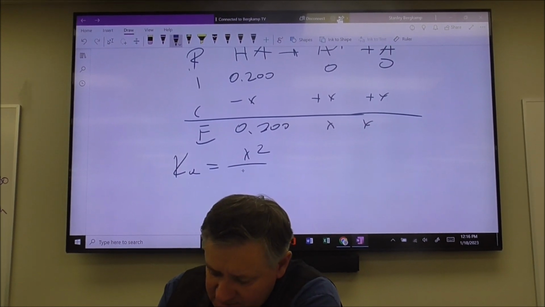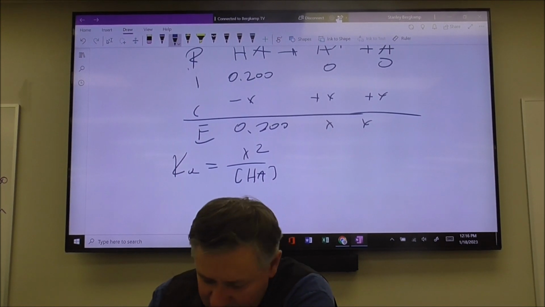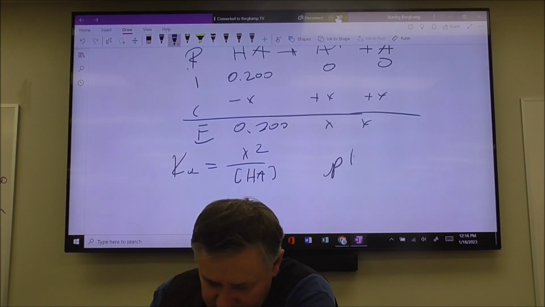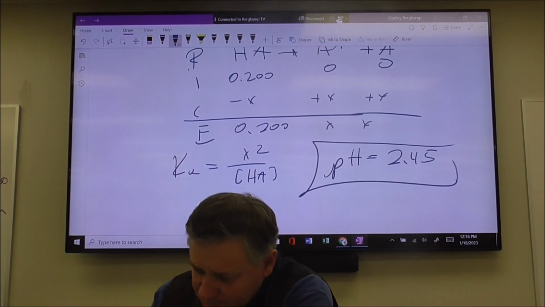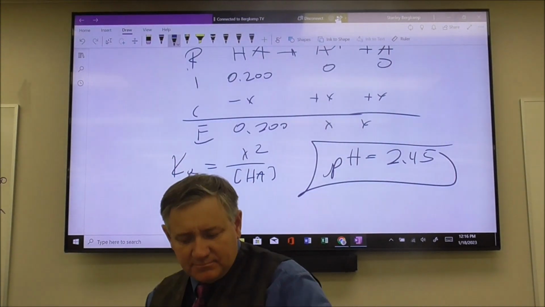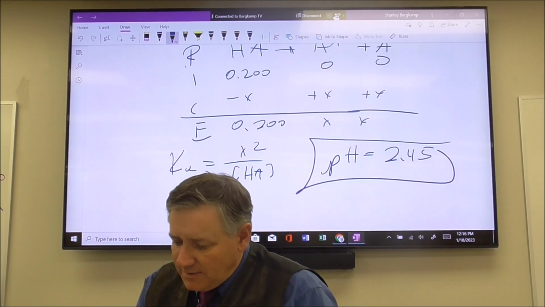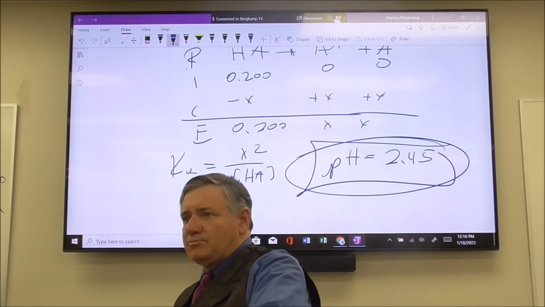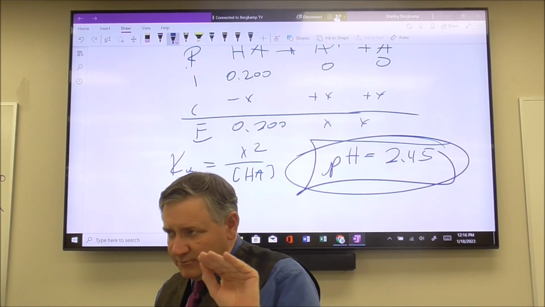Ka equals X squared over Ha. And to save us some time, if you do this, you get a pH of 2.45. Okay? So if you take Ha times Ka, the square root of that, take the negative log of that, you get a pH of 2.45. Okay, so that's my theoretical initial pH, 2.45.